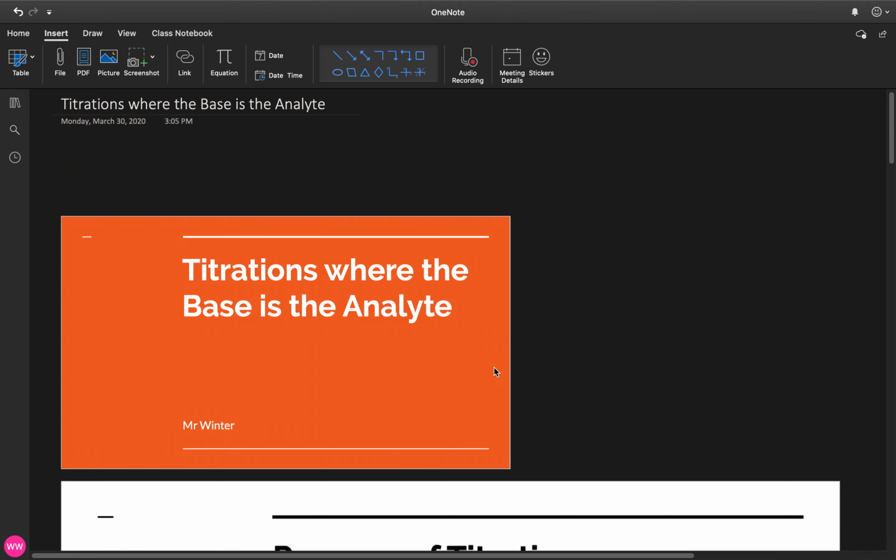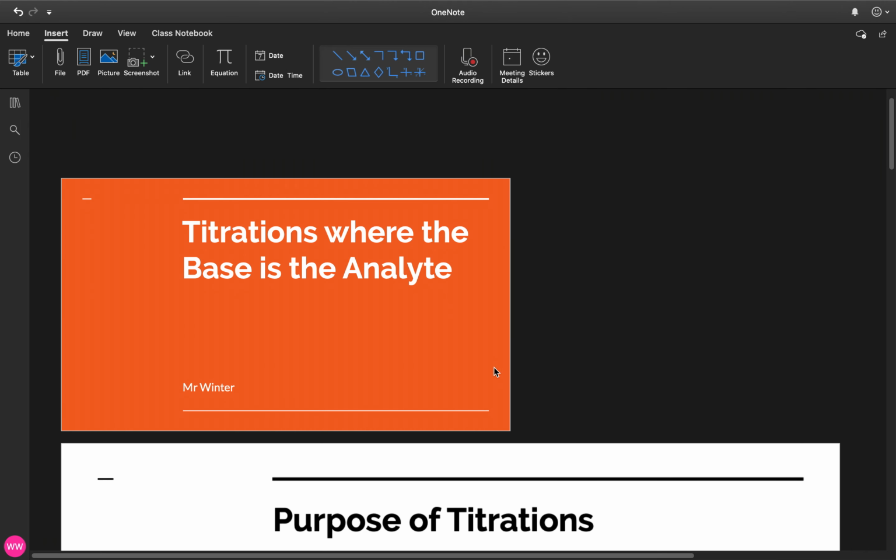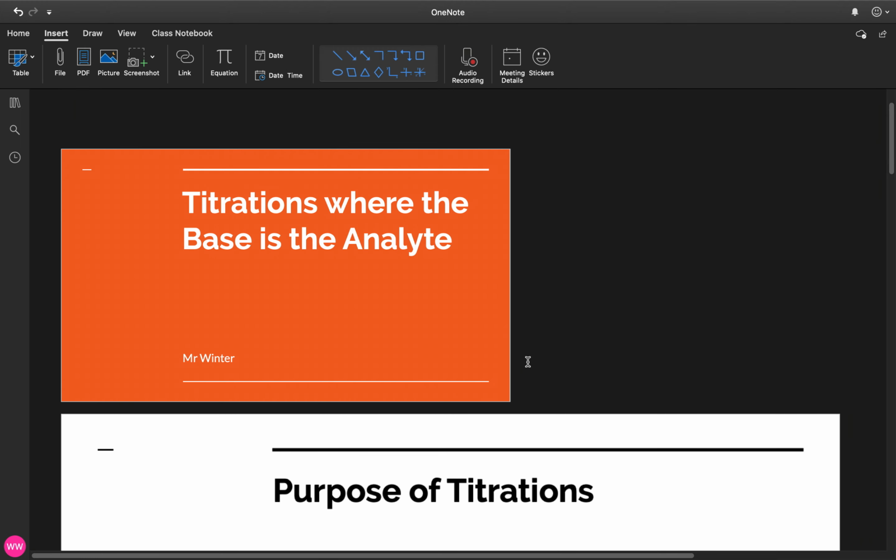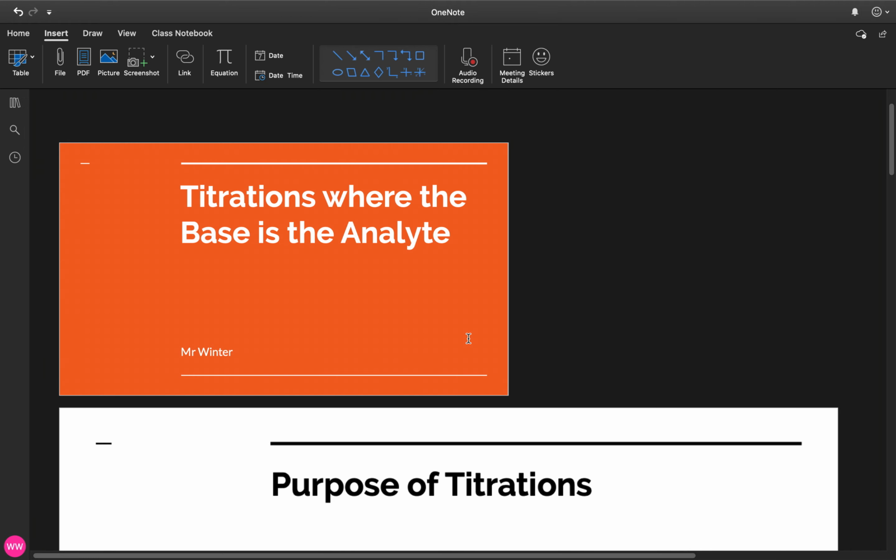Today we're going to do a quick video on titrations where the base is the analyte. So hopefully up to this point, all of the lectures and videos you've seen are where we've analyzed the acid using a strong base. So pretty much everything we're going to do today is just quickly flipped.